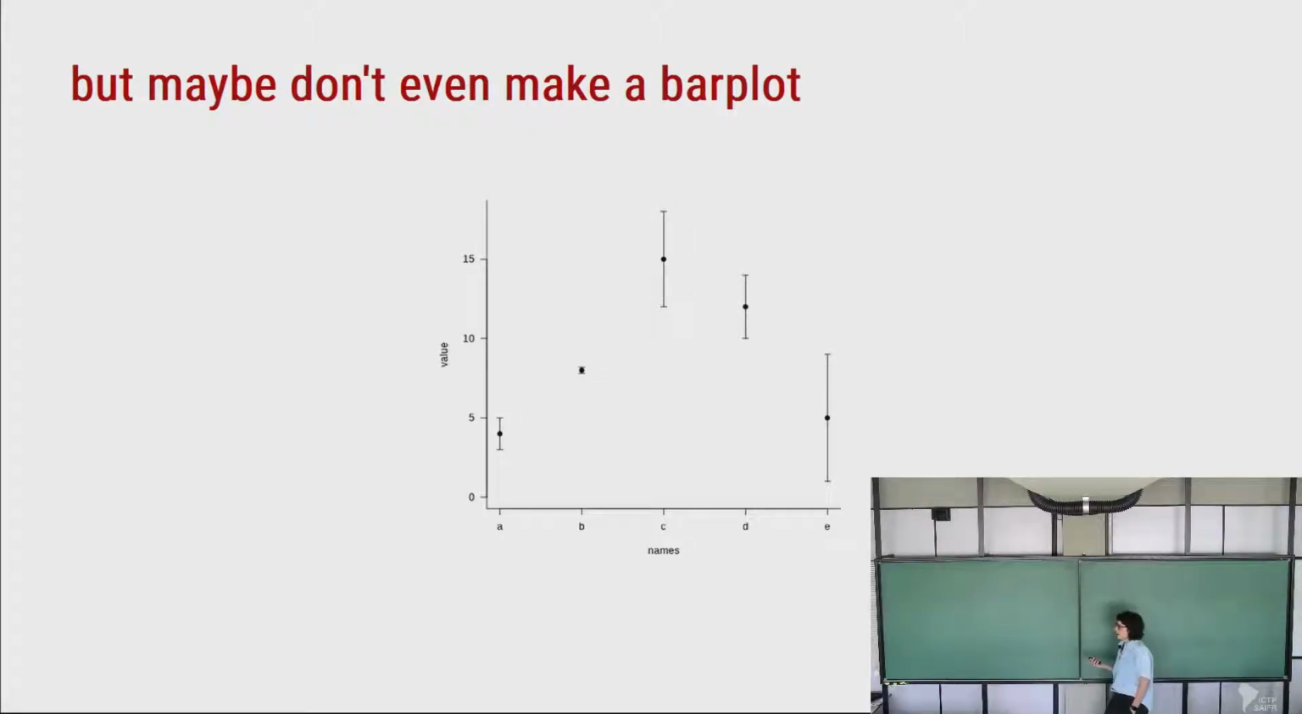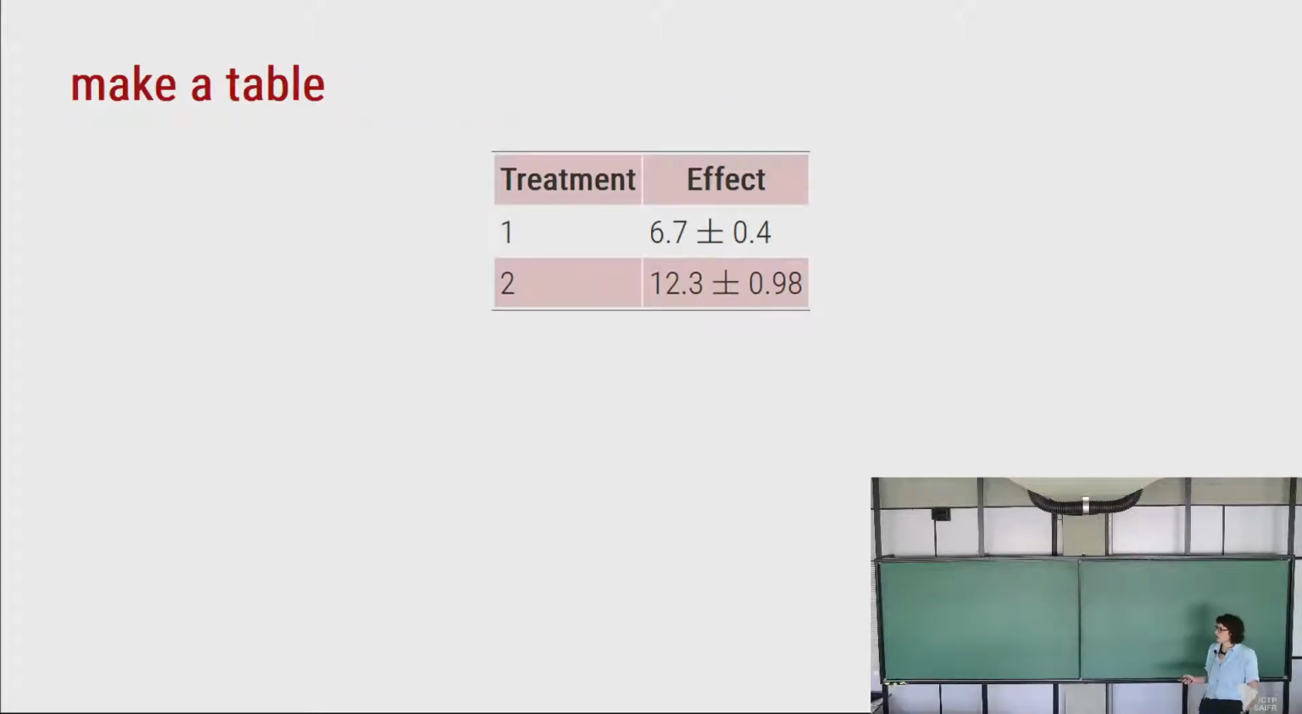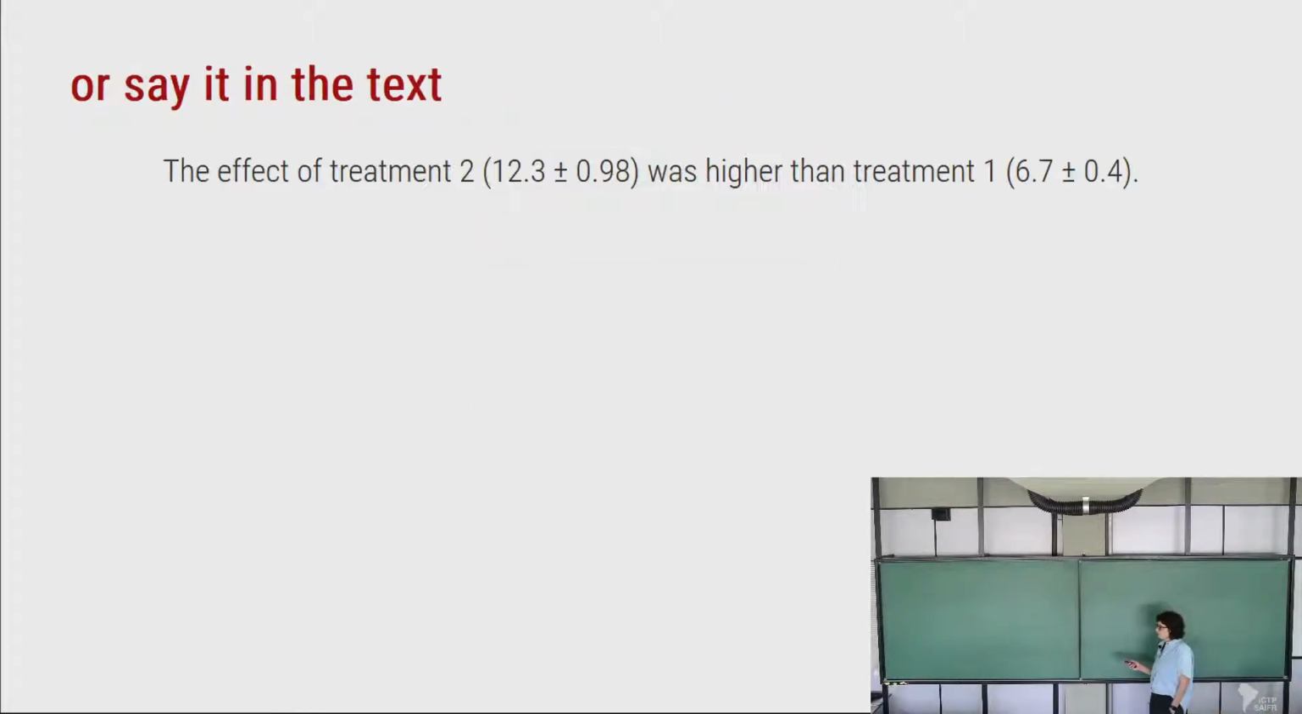But maybe we don't even need a bar plot for that. In this case, I have the mean value and the variation. This can be plotted this way. And sometimes, if we don't have that much information, we should think, do we need a graphic? I could pass the same information using a table, or maybe writing inside the text.